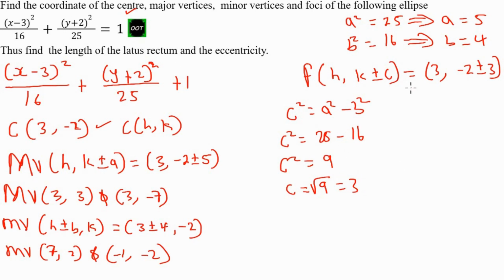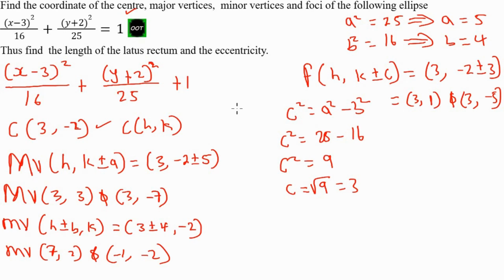So now, let's simplify. Let's expand this. So that will be 3, plus 2 minus 2 plus 3. That's plus 1. 3, 1. And 3, minus 2 minus 3 minus 5. So that's the coordinate of the foci. Perfect. And that's the solution to the center, major vertices, minor vertices, foci.